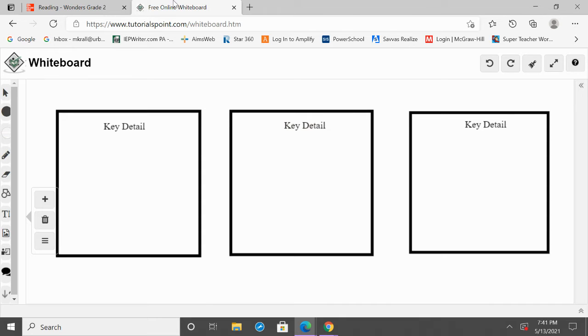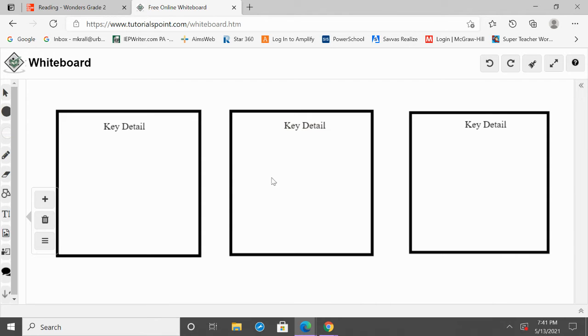Now that you have your piece of paper and pencil, I want you to turn your paper sideways and draw this on your paper. We need three squares, and each one's going to be labeled key detail, key detail, key detail. I want your paper to look like this. So go ahead and pause me while you do it, and then once your paper looks like this, go ahead and unpause me.